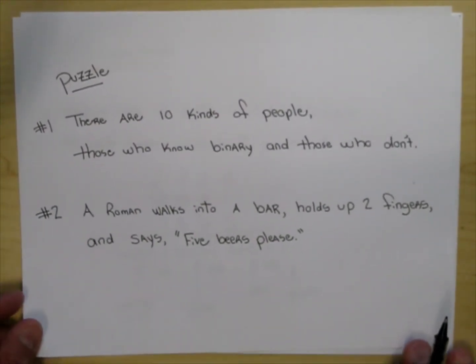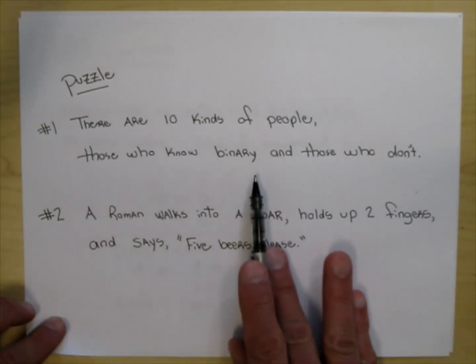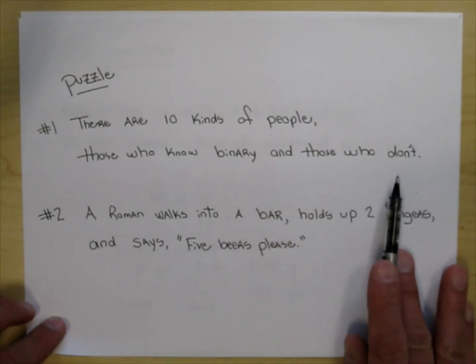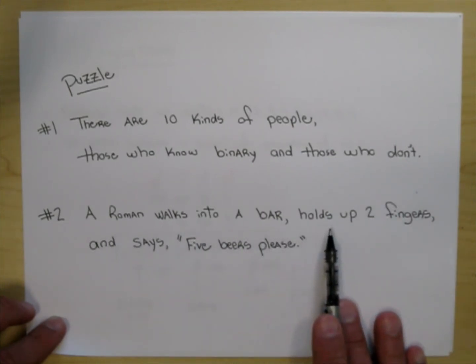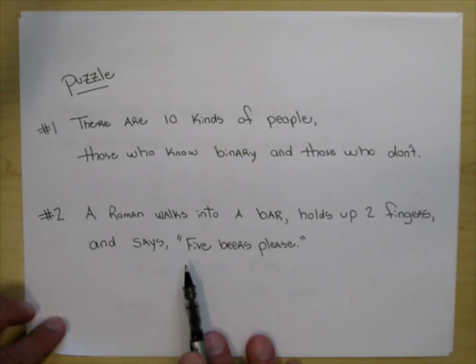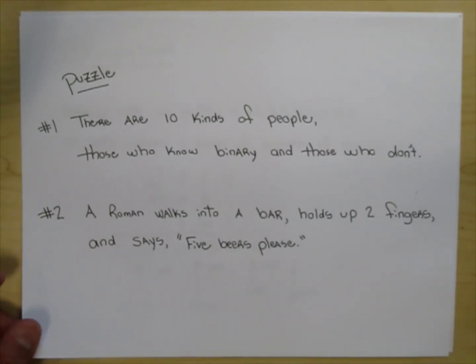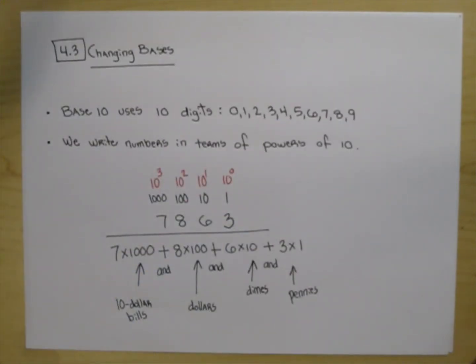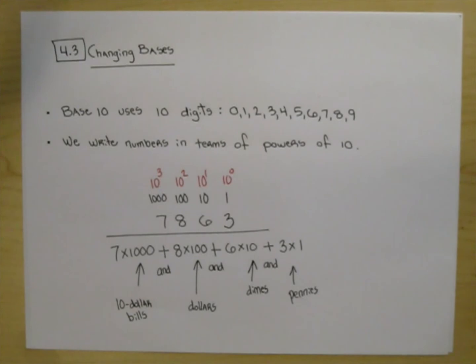Forgot to show us the puzzles here. Puzzle number 1: there are 10 kinds of people, those who know binary and those who don't. So what's up with that statement? Puzzle 2: A Roman walks into a bar, holds up 2 fingers, and says, 5 beers, please. Some of you are like, oh yeah, I get puzzle 2. We'll come back to those at the end. We'll also, at the very end of this lecture, explore something called smart cards. So we'll see what is so significant about those cards. We'll do all that at the end.